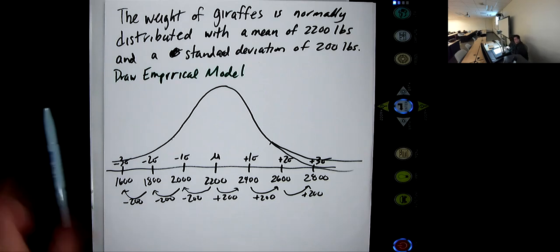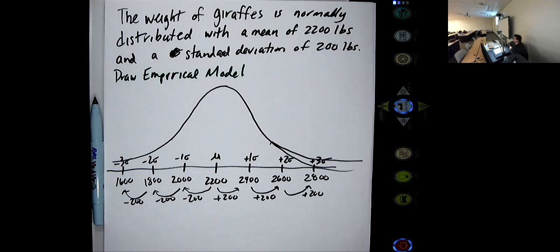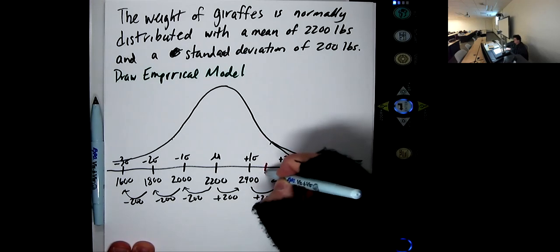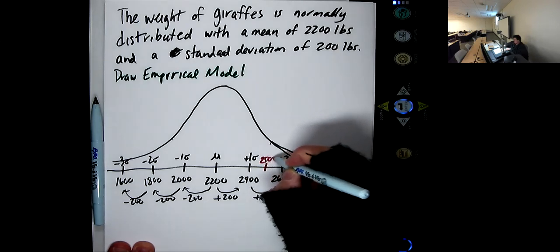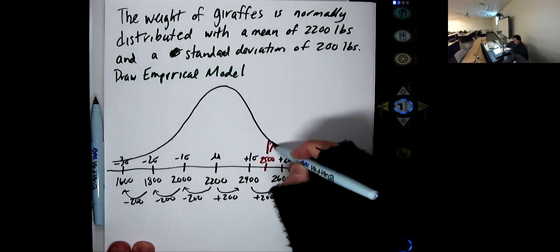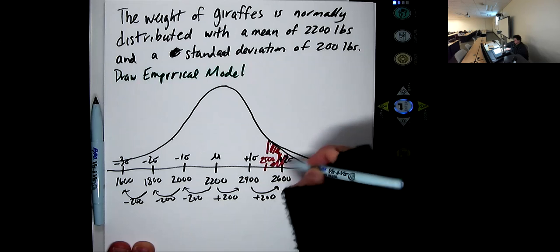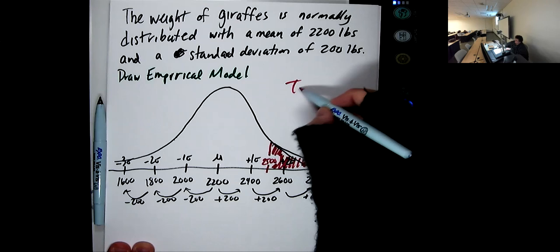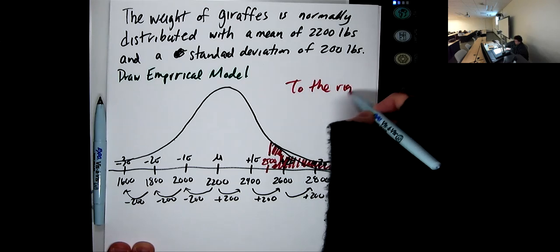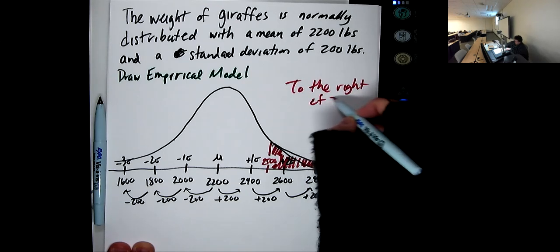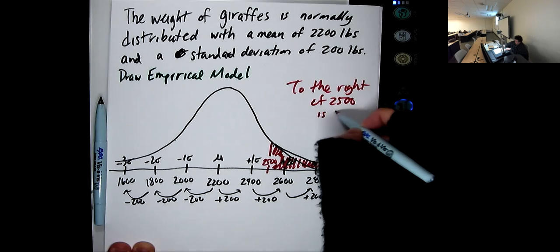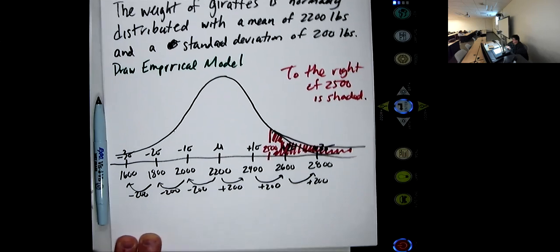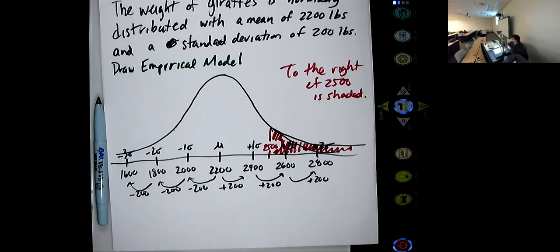And, okay, we'll check out what this means in a second. But let's say we have, this is 2,500 right here, and the graph to the right of 2,500 is shaded. What does this mean?